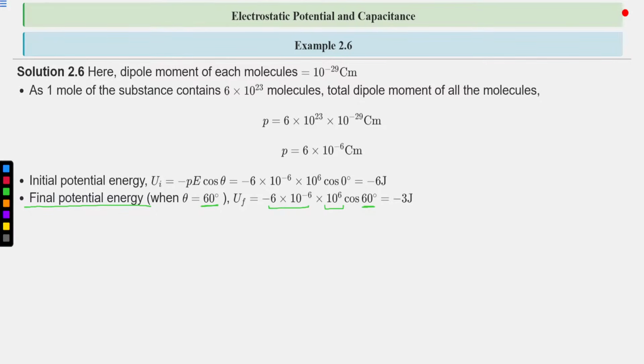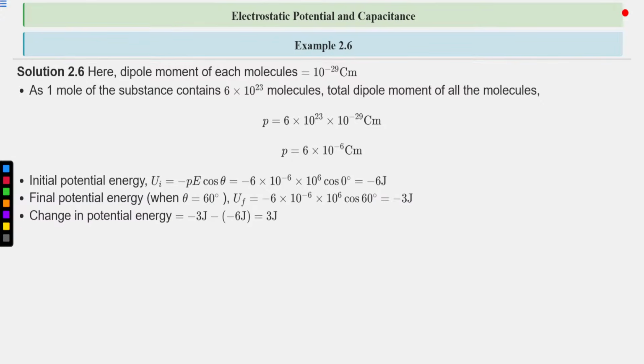Now, what do we want to do? This is the energy, minus 3 joule. Initially, the energy was minus 6 joule, which is less, when they were aligned in the direction of the electric field. Now the angle between them is 60 degrees, and the energy becomes less negative, which means energy is absorbed, or energy is increased. Now they have to lose this energy to again align in the direction of the electric field. That is, the dipole tends to align in the new direction of the electric field immediately by losing some energy. So what amount of energy should they lose?